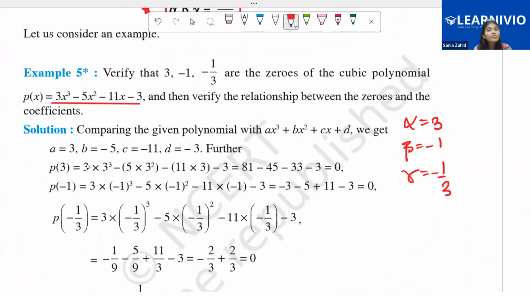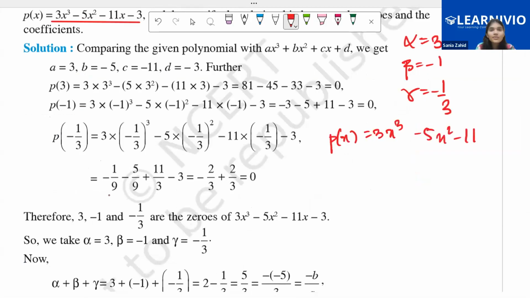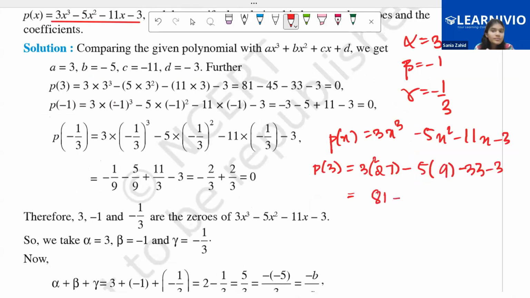So first of all, you have to verify that these are the zeros. Verification is very easy. You just put the values and get your answers. The polynomial is 3x cube minus 5x square minus 11x minus 3. First you put the value for alpha, that means p of 3. So you get 3 into 3 cube is 27, minus 5 into 3 square is 9, minus 11 into 3 is 33, minus 3. Minus 81 minus 45 and minus 36.